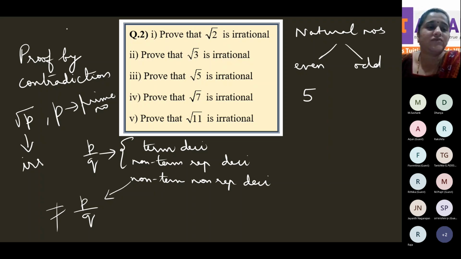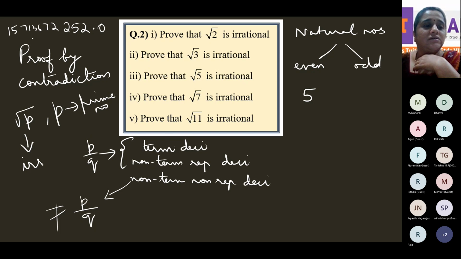See, even if you get the quotient as 252, it's a terminating decimal because 252.0 is a terminating decimal. Or maybe you'll get something like 15.713672. It's terminating, it ends there. See, after the decimal point, you can have even 100 digits, but it ends there. That's important. Terminating decimal means the division comes to an end with a 0 remainder.